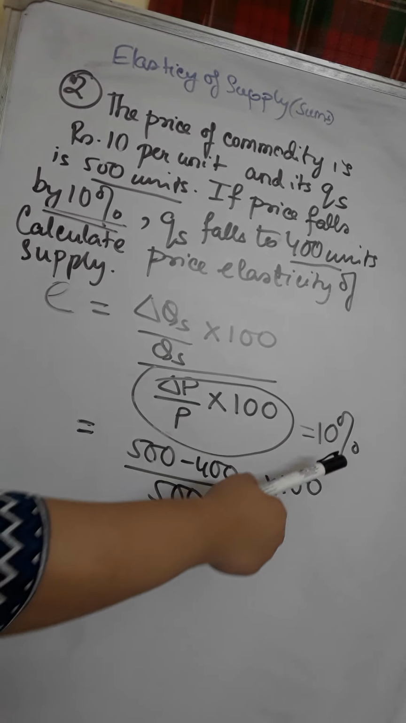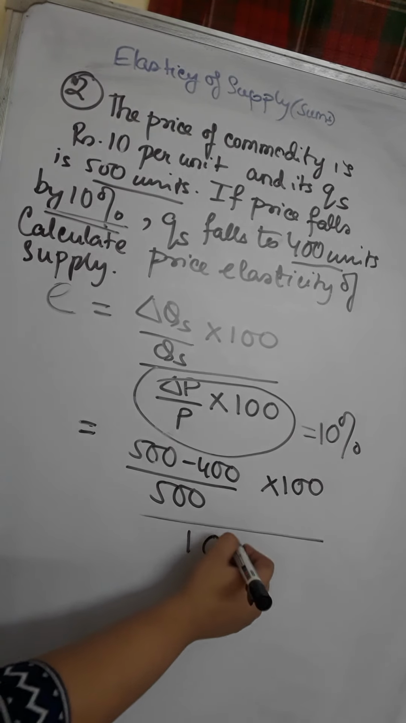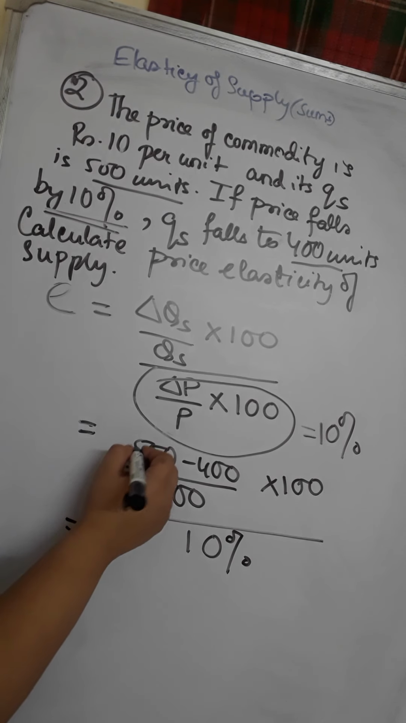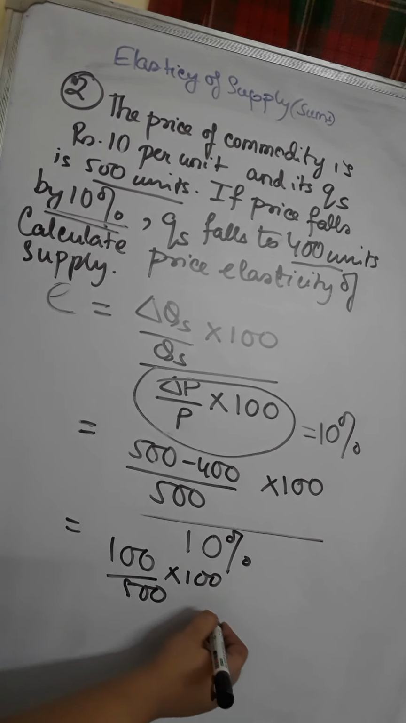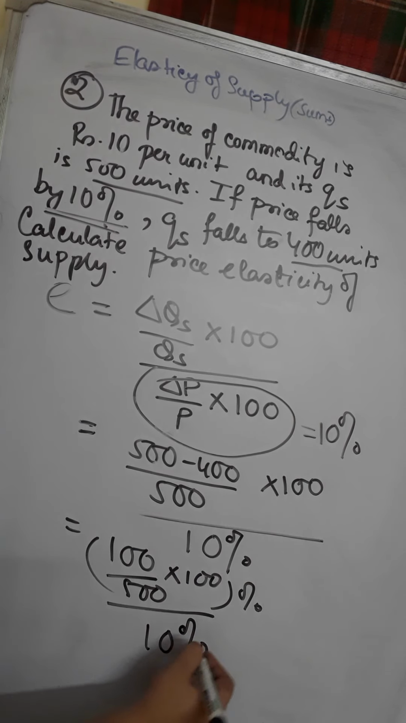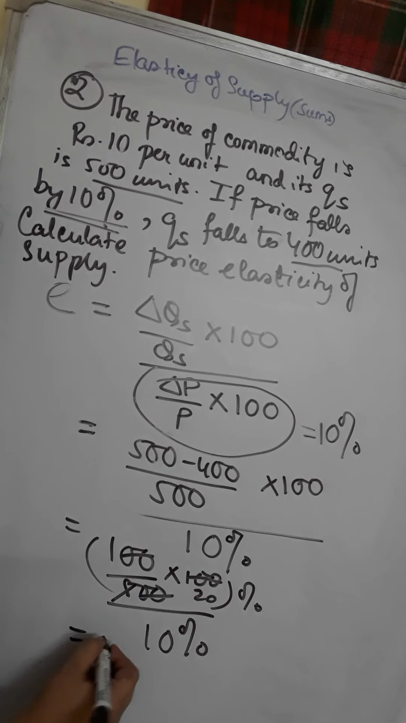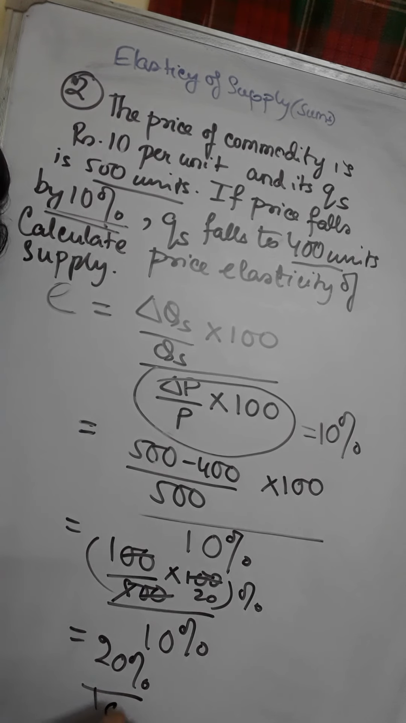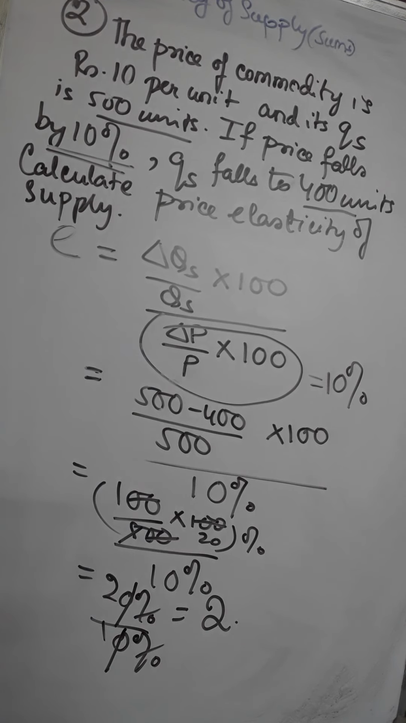So instead of writing this, we will write 10%, because the percentage change in price is 10%. So this will be 100 by 500 into 100, the entire thing in percentage, divided by 10%. So the zeros got cancelled, 5 20s. So on top you have 20% and down you have 10%. If you cancel the percentage sign, the zeros will get cancelled. Here also the elasticity value is 2. It is also giving 2 as the elasticity.